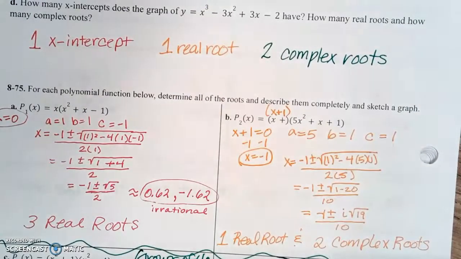Last little bit here. So for question number 75, I'm going to do A and B with you, and then in your groups of 4, you're going to do C and D. It says for each polynomial function below, determine all of the roots and describe them completely and sketch a graph. Oh, I didn't sketch a graph. Okay, we'll have to sketch a graph.